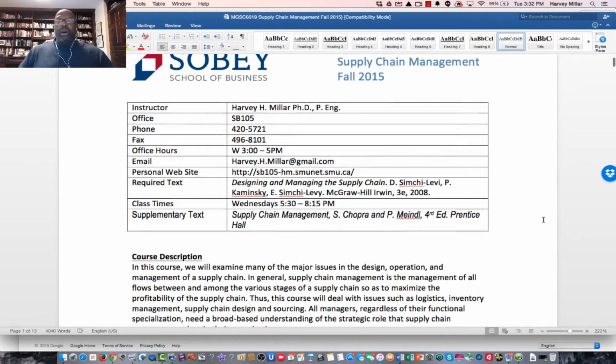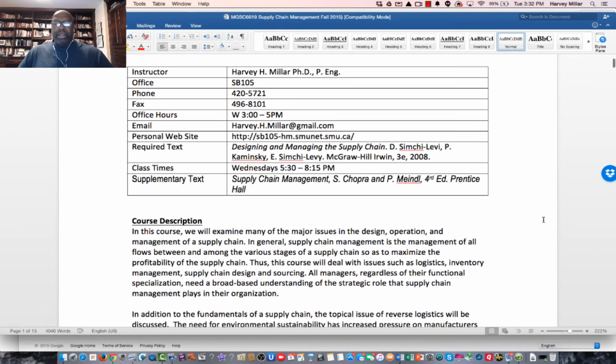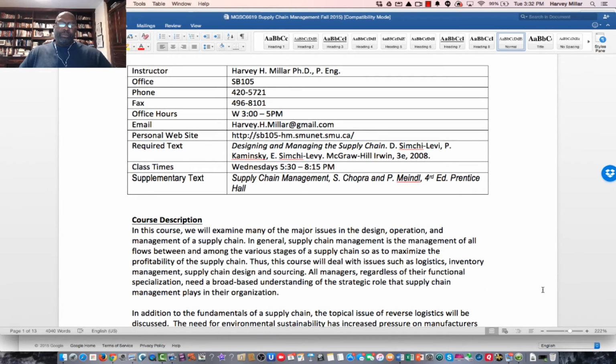So the textbook for our course is mandatory because we will be using it quite a lot. The book that I've selected is by Chopra, Kaminsky, and Simchi-Levi. That book is available in the bookstore, and there's a supplementary text which you don't have to get. But if you are quite interested in the subject matter, you may very well want to consider getting a copy.